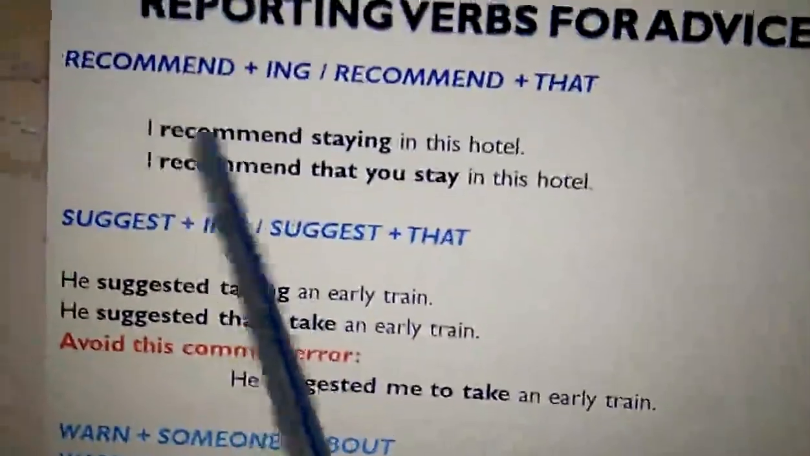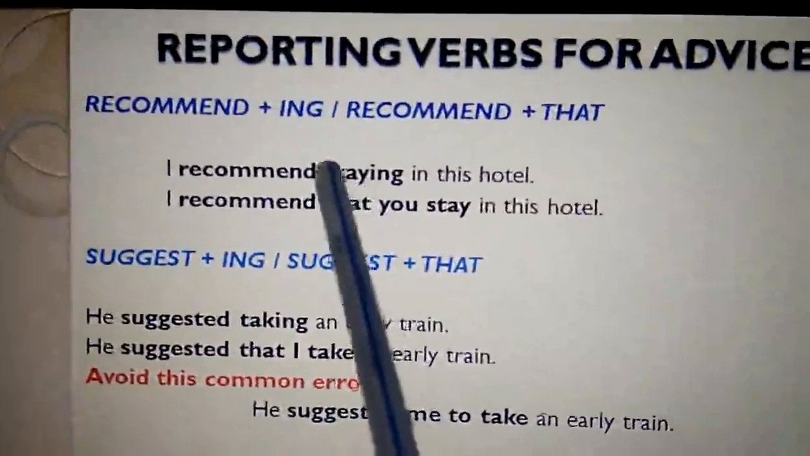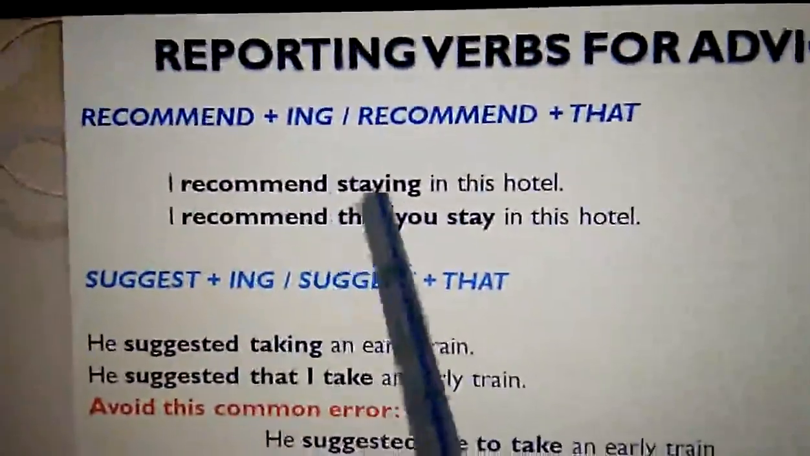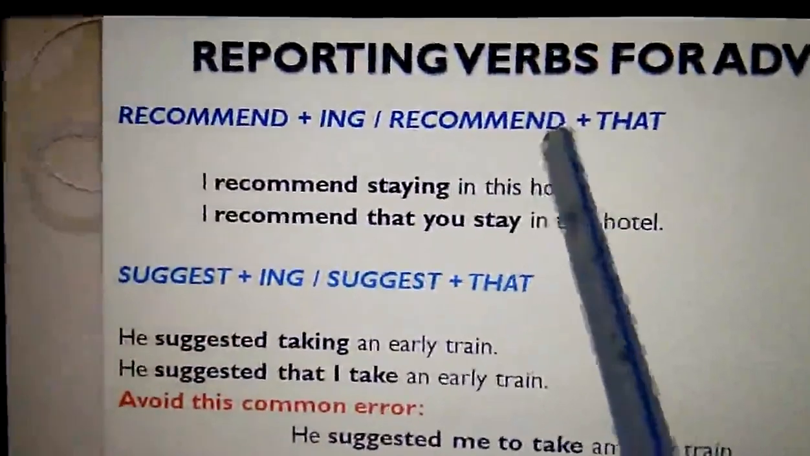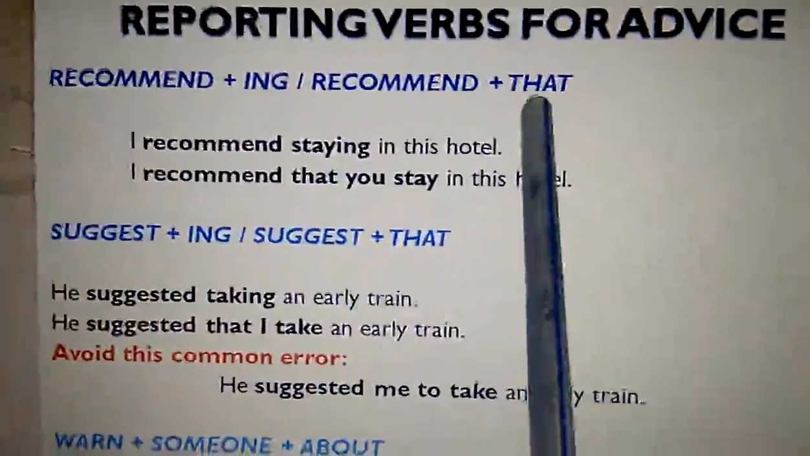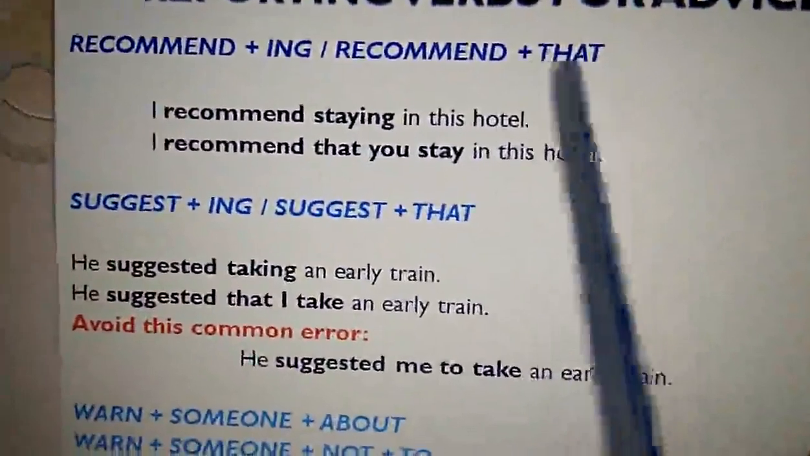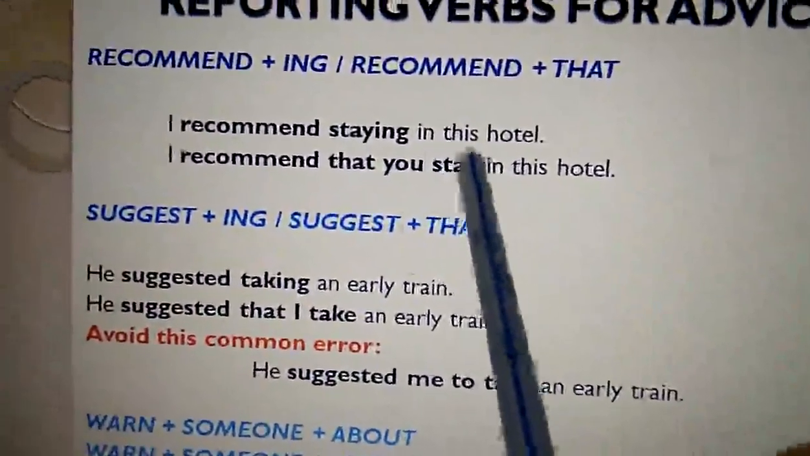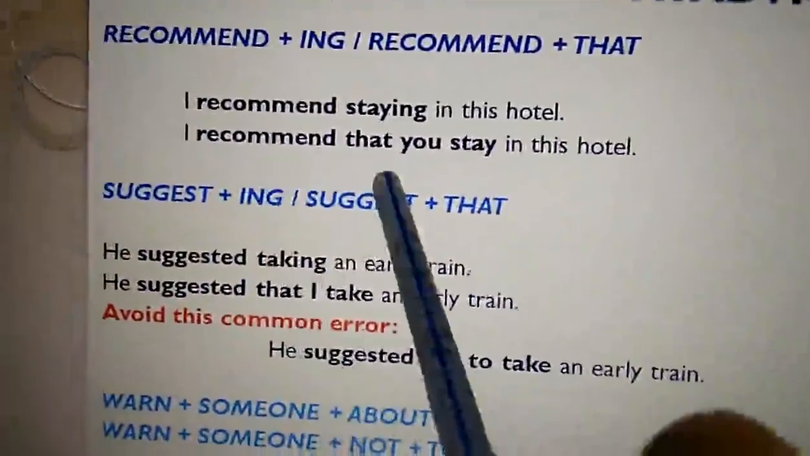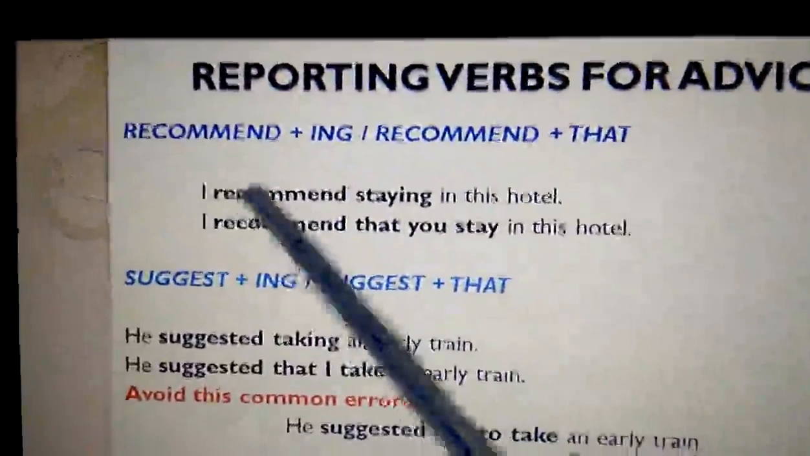See here in the example: I recommend staying in this hotel. I recommend, this ing verb we have used here. This is one thing we have to remember. I recommend staying in this hotel. Or we have another pattern to use when we are using recommend as the reporting verb: I recommend that you stay in this hostel. When we use that, we don't use an ing form here; again the pattern changes. I recommend staying in this hotel. I recommend that you stay in this hotel. These are the two patterns that we use with the reporting verb recommend.